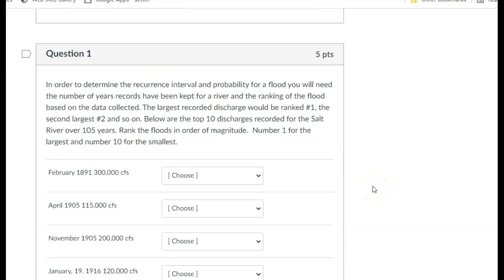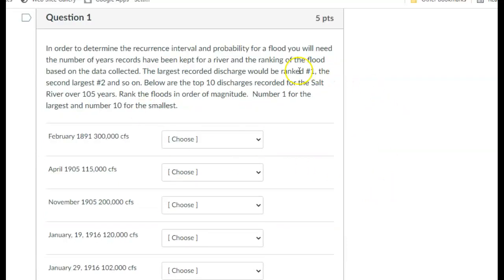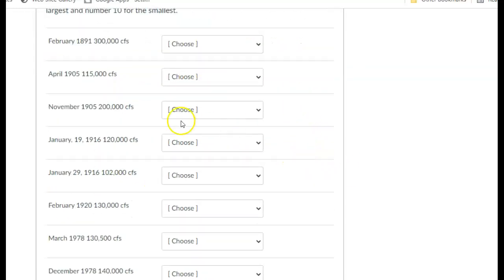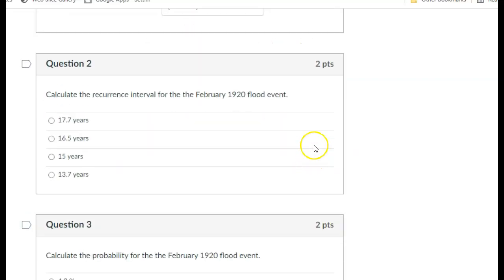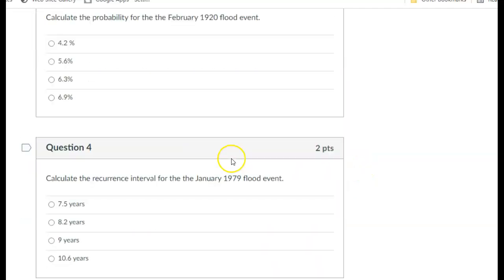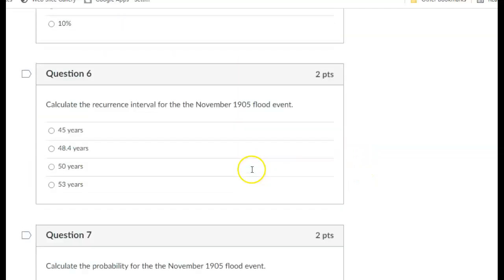We can do that really quick here. Given some data, I'm asking you to rank them, because that's one of the pieces of data we need to calculate the recurrence interval and probability. So you're going to rank them based on their size here. Once you've done that, you should be able to calculate the recurrence interval and probability for several of those flood events. That's what you're going to do in the first part here.